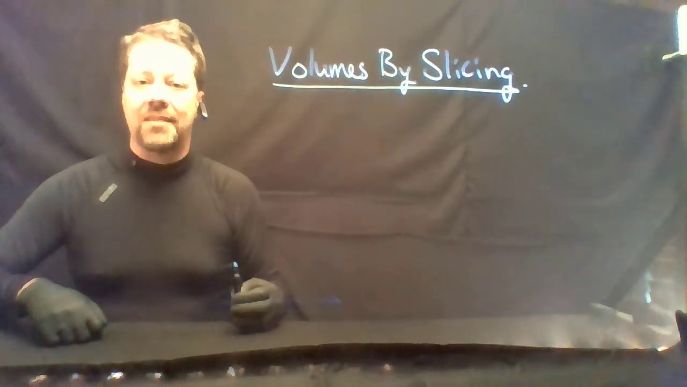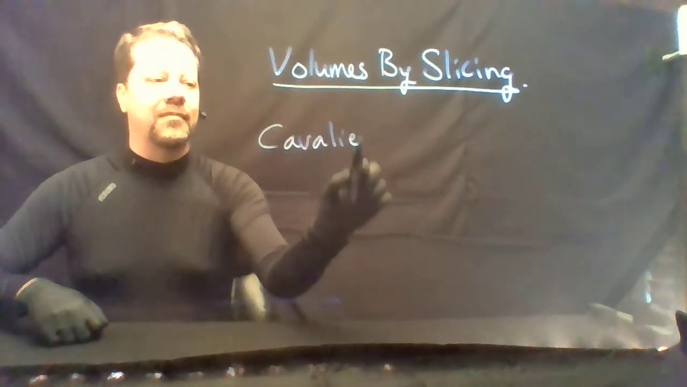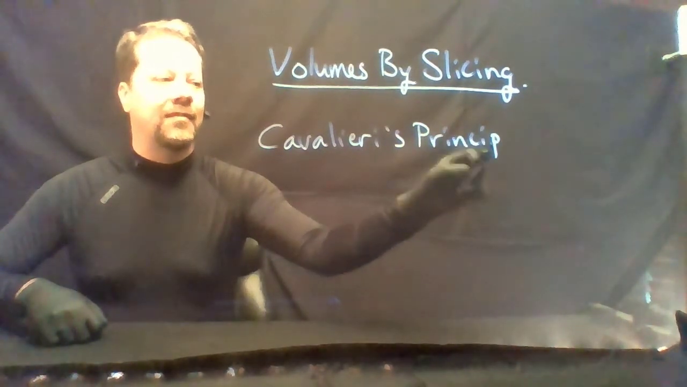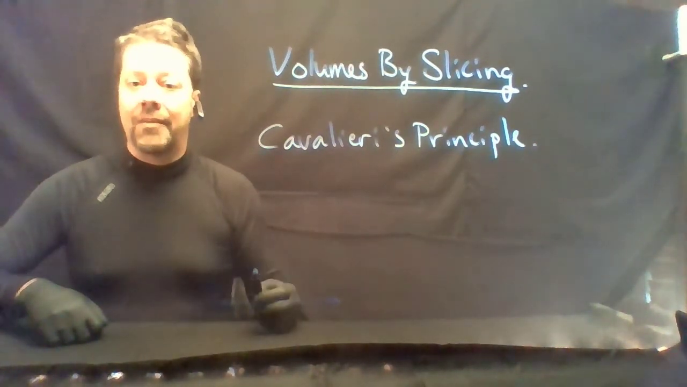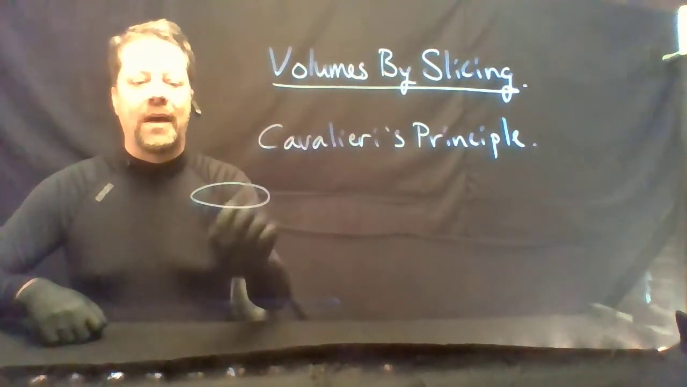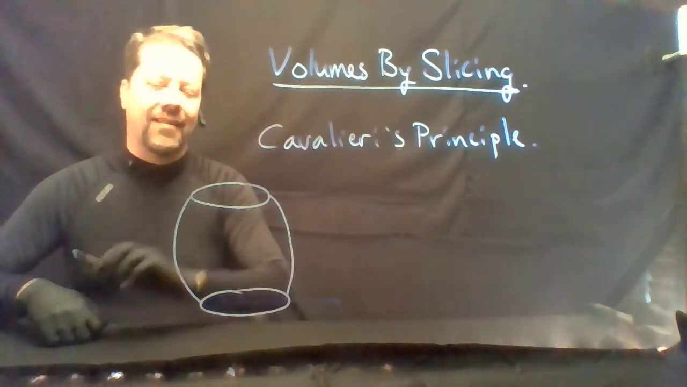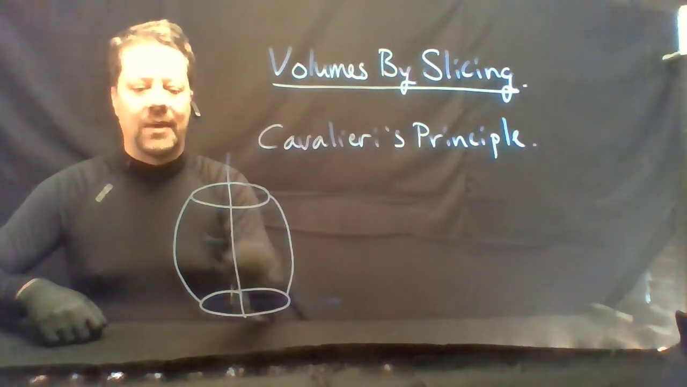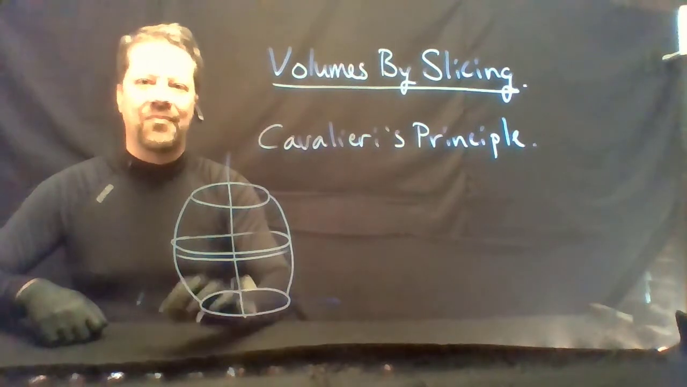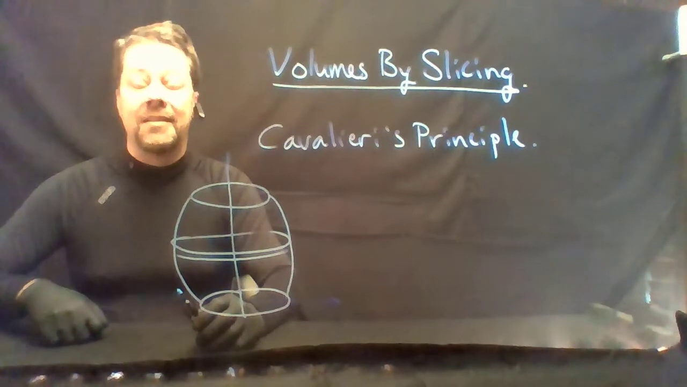This is based on something called Cavalieri's principle. Cavalieri was interested in finding the volume of wine barrels. The problem with wine barrels is that they bulge out. So Cavalieri's idea was to slice it into thin slices. You can approximate the volume of a slice by the volume of a cylinder.